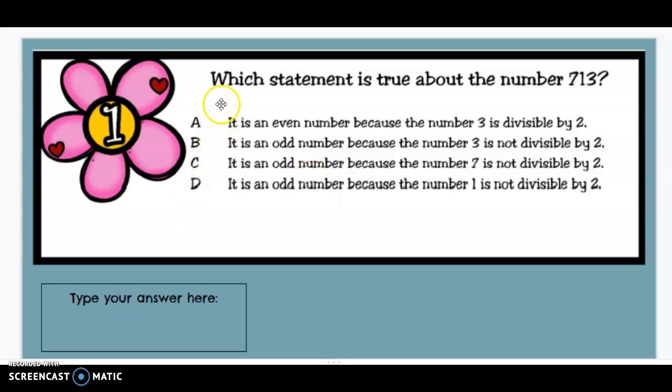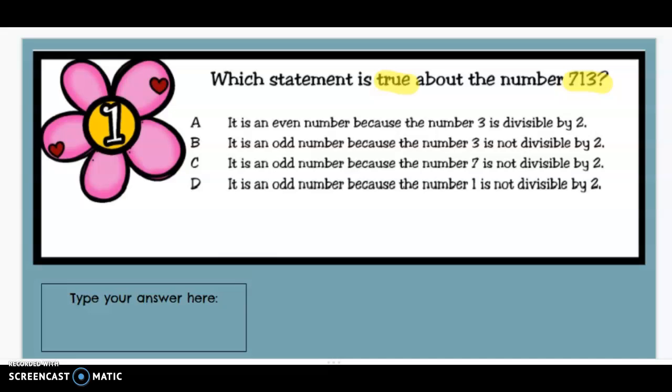Right, let's look at this problem. Which statement is true about the number 713? So I want a true statement, and I want the number 713, okay?